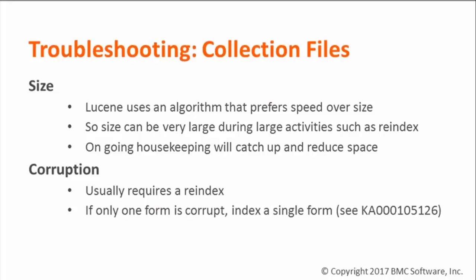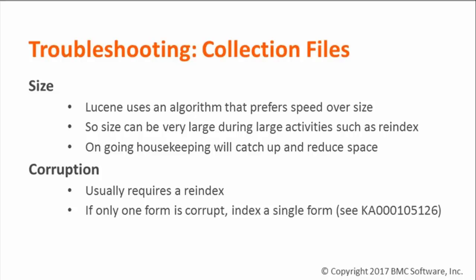So talking about collection files maybe getting corrupted, some things that you can use the collection files for when troubleshooting are, one, look at the size. Often people think that the size of the collection directory is inappropriate, but you need to know that Lucene uses an algorithm that prefers speed over size. It cares about speed more than it cares about size. So the size can actually grow very large because it's trying to work as fast as it can to index stuff, and it believes that if it doesn't have to worry about size, it can go a little bit faster. So during a heavy and intensive operation like a full reindex, you might see the size grow very large.